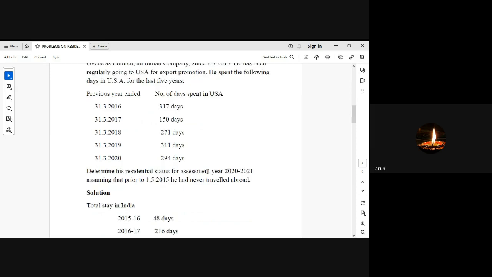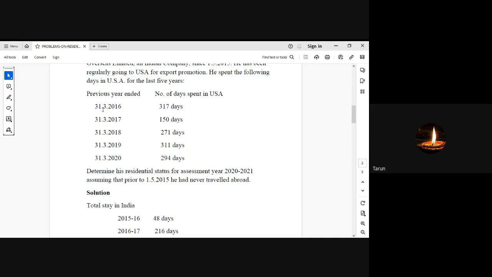So, how do you estimate the total days that Kohli has stayed in India? In a year, there are 365 days, right? The information is given for the years 2015-16, 16-17, 18, 19, 20, right? We have to estimate the residential status for assessment year 2020-21. The previous year is 2019-20, right? And the data has been given for 2019-20 as well.